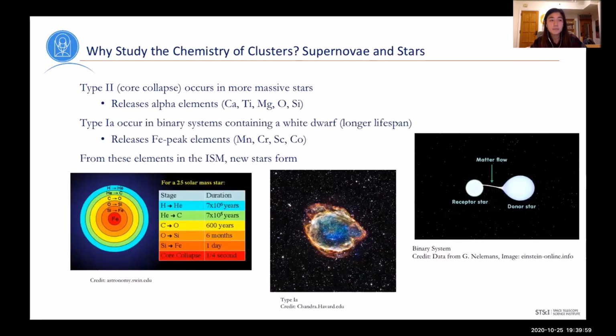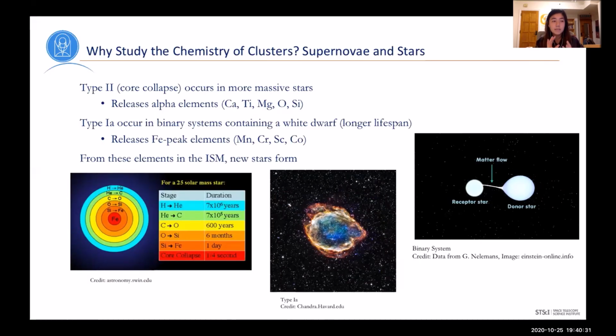Why should we study the chemistry of these stars, supernovae and stars? So stars start out being very hydrogen rich. As the star heats up, the hydrogen turns to helium. This then lowers the temperature of the star. The core of our star actually ends up contracting. There's a conversion process, which includes stages of these alpha elements. So for very massive stars, over 10 solar masses.